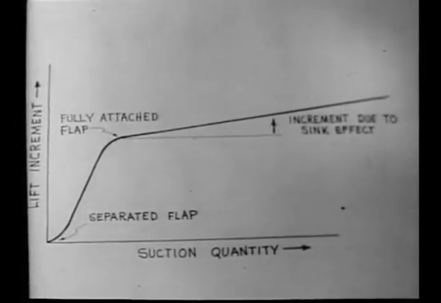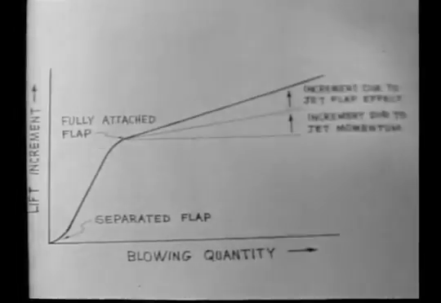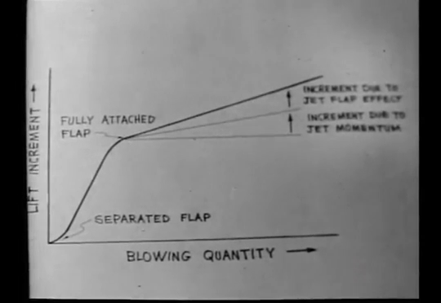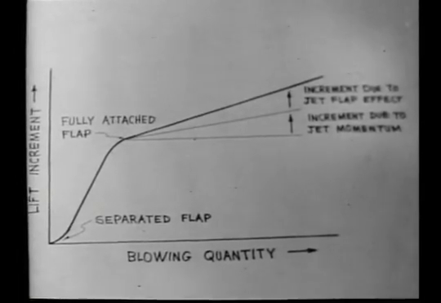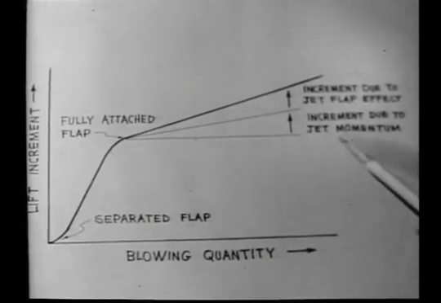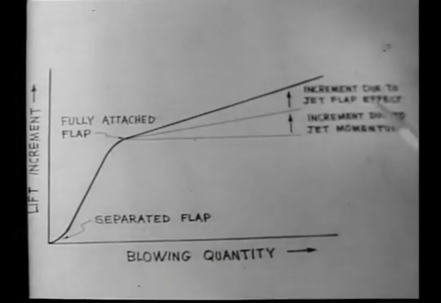In the case of suction, the low pressure at the slot inlet acts like a concentrated sink, altering the potential flow to increase the lift. A blowing jet contributes to the lift in several ways. It overcomes separation. It produces momentum that can be directed to add to the lift. And experiments show that there's yet another increment of lift, that arising from the so-called jet flap effect.